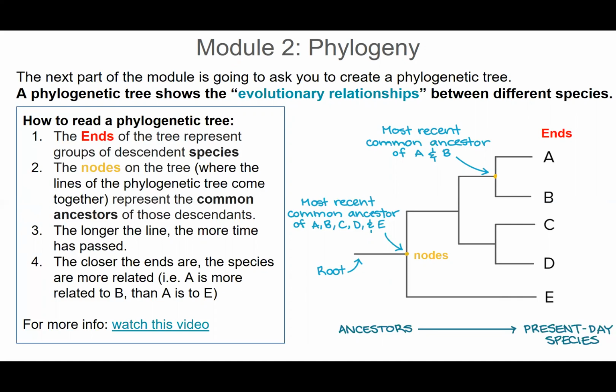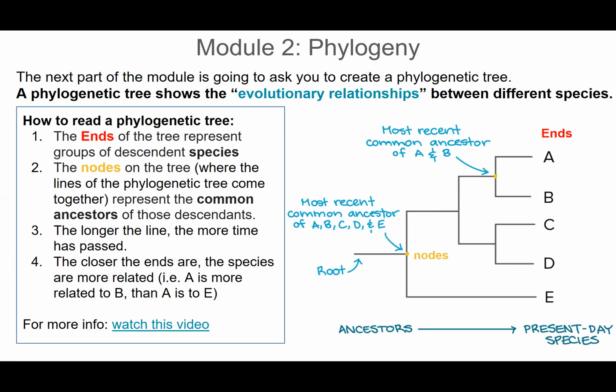So this is called a phylogenetic tree over here on the right-hand side, okay? Now, how do you read this phylogenetic tree? Well, let's talk about it. First of all, right here where the ends are, these are representing groups of descendants of species. So each one of these at this stage is a completely different species. So they would not normally breed and have offspring that can have offspring.